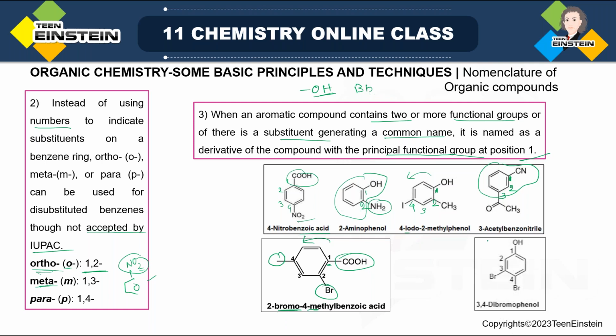Again, we have a phenol derivative and 2 bromo substituents. One is at the 3rd position with respect to the position of OH. Another one is at the 4th position, and it should be 3,4-dibromophenol. If you are again moving in this direction, the rule of first point of difference will not be maintained. Okay.